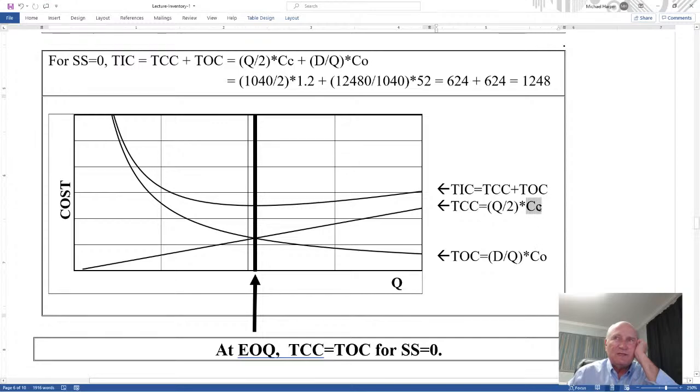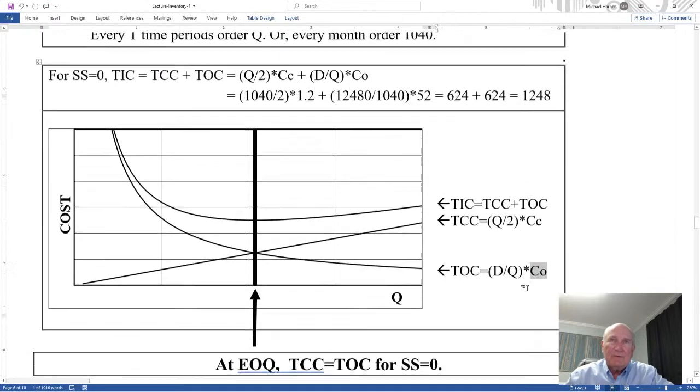Suppose you didn't know C sub C, you didn't know C sub O. Let me go back to these examples, and here's how this is used. At the end of the year, if the ordering cost is more than the carrying cost, then the Q is too small. You need to increase Q. If you increase Q, the ordering cost and carrying cost are going to start coming together. You keep increasing and decreasing Q till these come together. Boom, you know you're at EOQ.